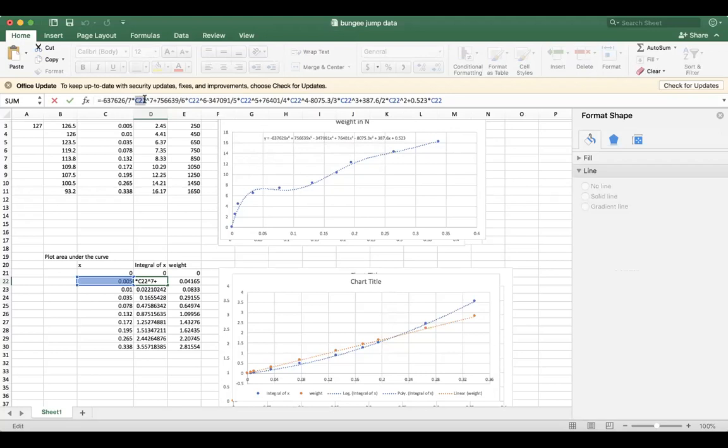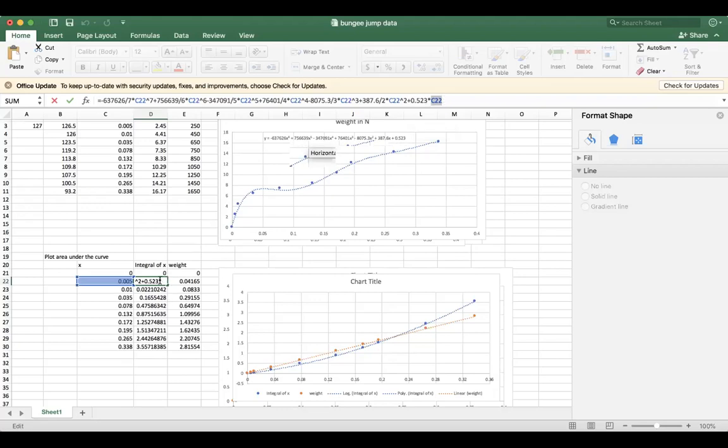Multiplied by the x value to the power of 7. The next constant divided by 6 multiplied by the x value to the power of 6, because this was the x to the power of 5. Until you get to the last one, which is a constant. The integral of the constant is a constant times your x value. So for every x value, I will get a different area under the curve.